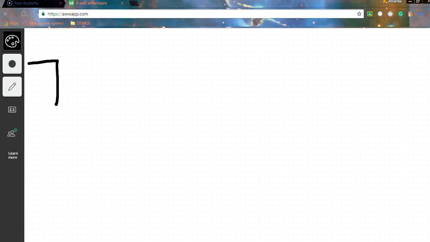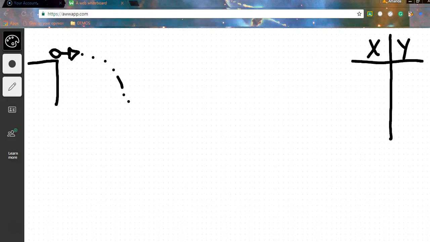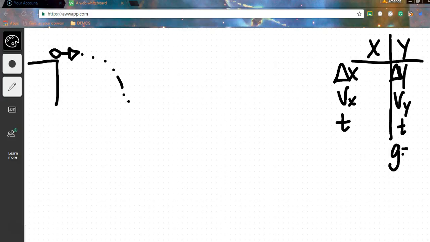The first thing we have to do is set up our idea and our diagram. There's our cliff, here's our projectile, it's launched horizontally, and it's going to hit the ground. Based on our table of information, we have our x's and we have our y's. On the x side, we're going to have delta x, velocity in the x direction, and time. On the y side, we're going to have delta y, velocity in the y direction, and time. Both of these have an acceleration, but on the x side, it's 0. On the y side, acceleration is gravity, which can be negative 10 for us.